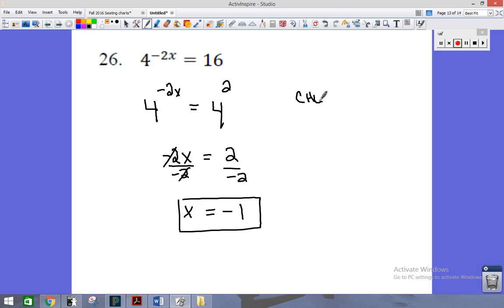And I can check it pretty easily. My gosh, look at this. This says 4 raised to negative 2, and instead of x, I've got a negative 1. Is negative 2 times the negative 1 equal to 4 squared? And the question was, would you get 16? Well, sure you do. 4 squared is 16. This guy checks. That is a good solution. That is a good answer.